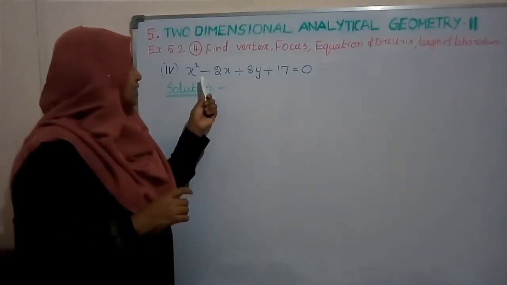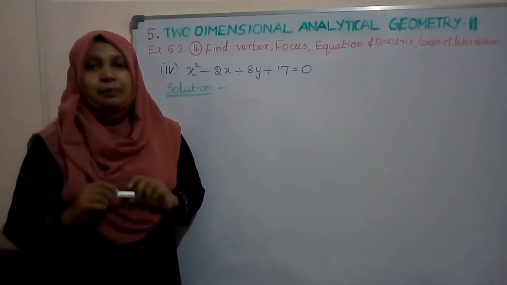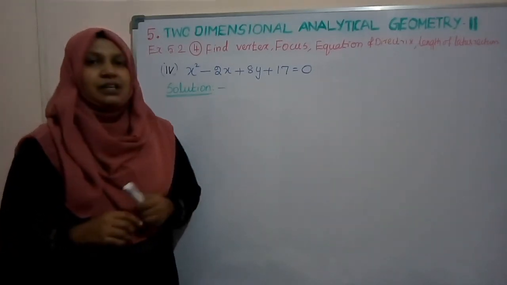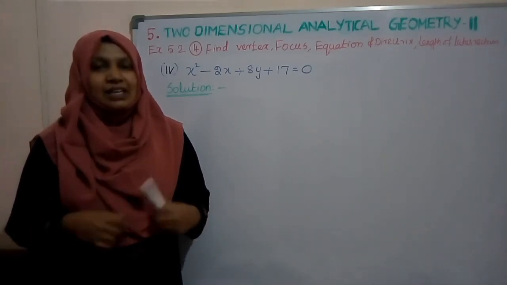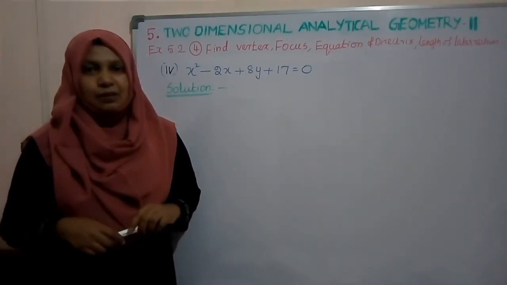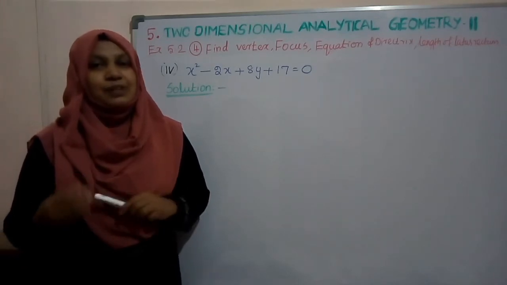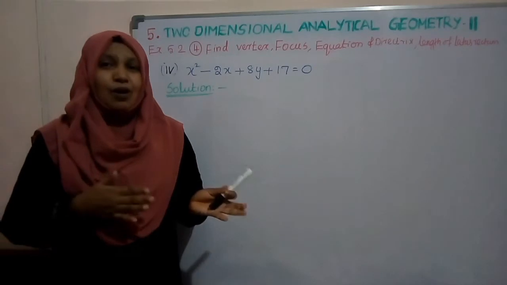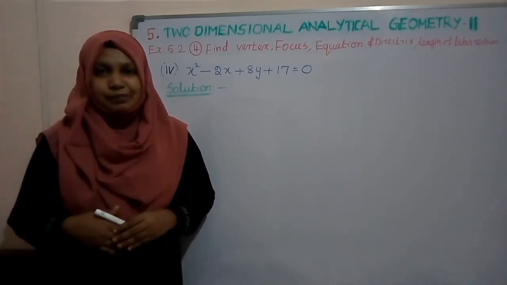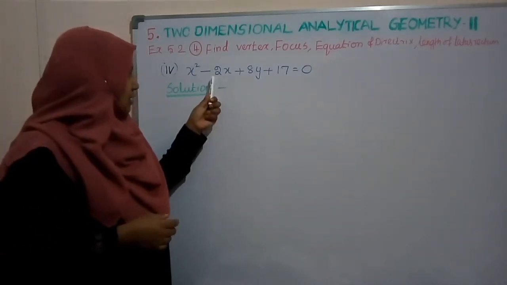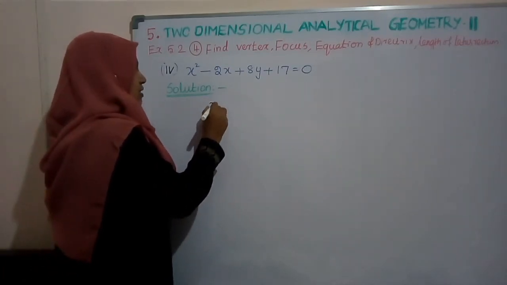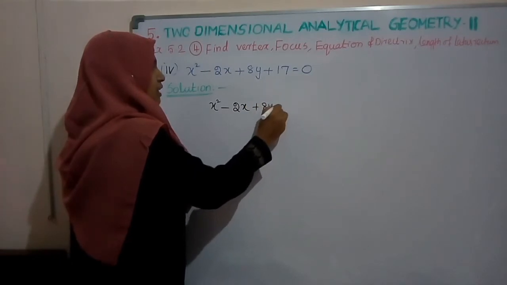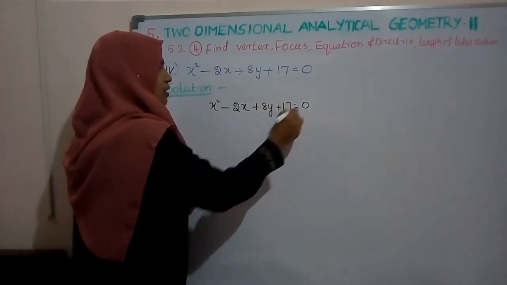Solution 4, x square minus 2x plus 8y plus 17 is equal to 0. By seeing this equation, we can't decide whether it is right side or left side or upwards or downwards. So we have to simplify this equation to make it as y square is equal to 4ax or x square is equal to 4ay form. See how we are simplifying this. Just consider the given equation, x square minus 2x plus 8y plus 17 is equal to 0.